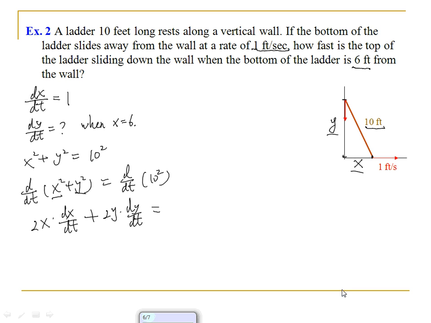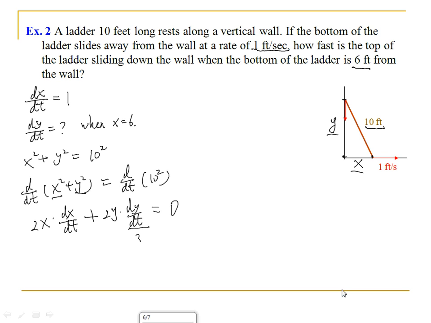But to the right-hand side, the derivative of 10 squared, don't think it's 2 times 10, because 10 squared is 100. That's a fixed number. It's a constant. So the derivative of a constant is actually 0. That's a common mistake. So now in this equation, dy over dt is the term we are looking for. And we know in an equation we can only have one unknown. So we need to find everything else.